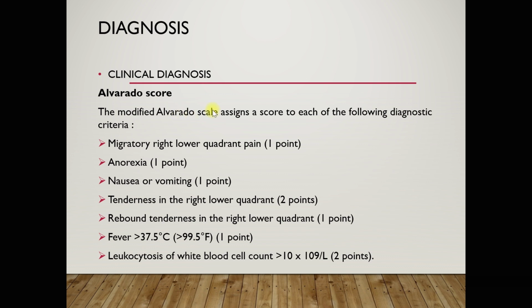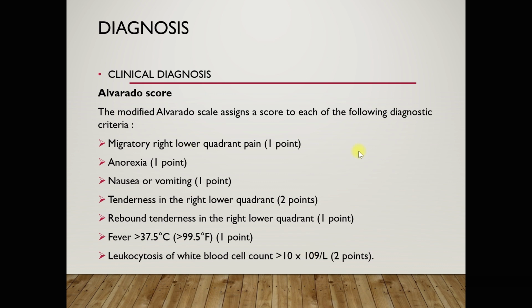The modified Alvarado scale assigns a score to each of the following diagnostic criteria. There are three parameters from the symptoms of appendicitis and four parameters from the signs. From the symptoms: migratory right lower quadrant pain, 1 point; anorexia, 1 point; nausea or vomiting, 1 point. From the signs or physical examination findings: tenderness in the right lower quadrant, 2 points; rebound tenderness, 1 point; fever above 37.5 degrees Celsius, 1 point; leukocytosis of WBC above 10 times 10 to the power of 9 per liter, 2 points.